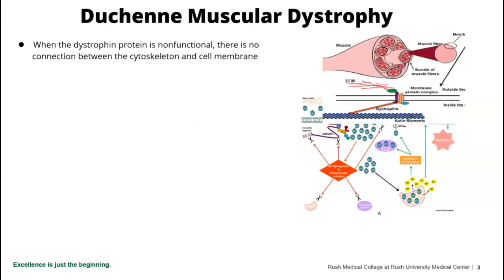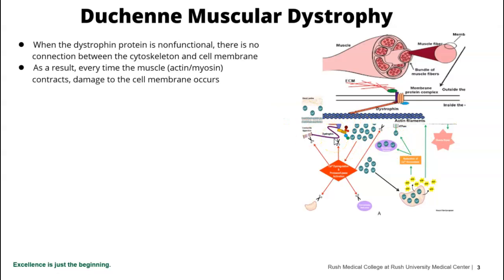So Duchenne's muscular dystrophy, when the dystrophin protein is non-functional, usually there's no connection to the cytoskeleton. In most cases of Duchenne's, there's actually no dystrophin produced. So there's no dystrophin here. As a result, every time the muscle contracts, there's damage to the cell membrane.